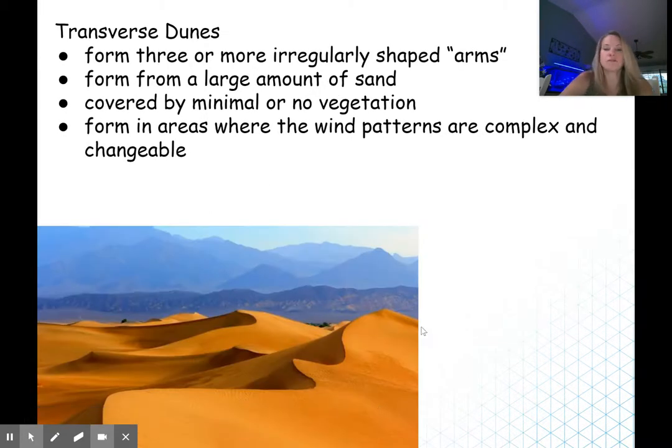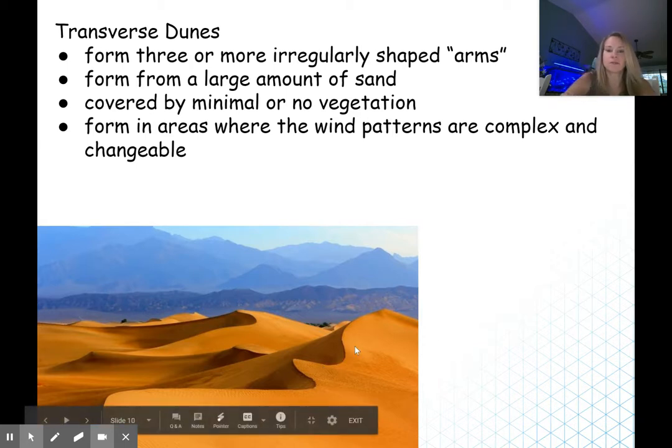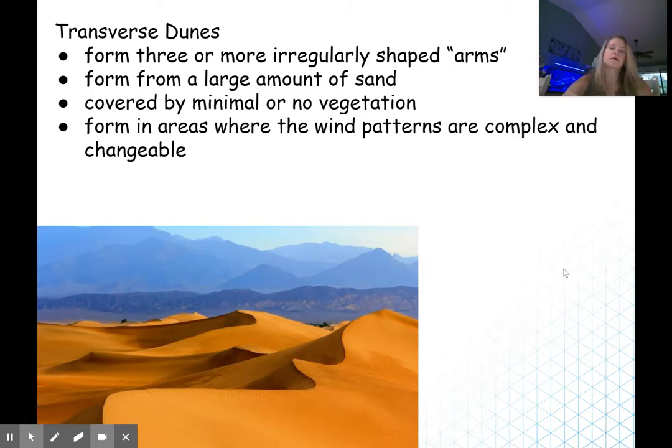All right, and then transverse dunes. These are kind of swirly shaped. So they're kind of irregular arm shapes, kind of like this. So this is an irregular arm. We can tell which side the wind is coming from. The wind is coming from the right. So if we take a look at it, this is our windward side. This is our leeward side.